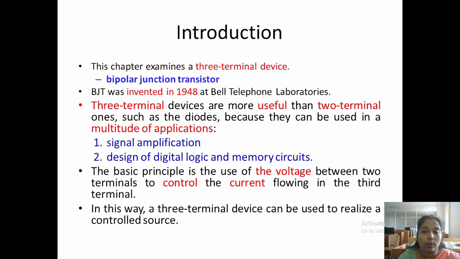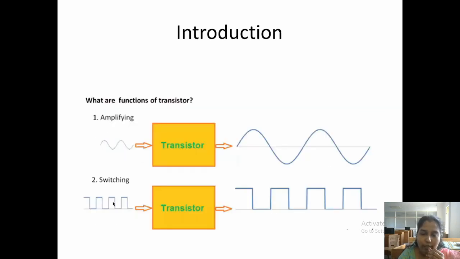Three-terminal devices are more useful than two-terminal ones, such as diodes, because they can be used in a multitude of applications, like signal amplification, design of digital logic and memory circuits. The basic principle is the use of the voltage between two terminals to control the current flowing in the third terminal. In this way, a three-terminal device can be used to realize a control source. So, in the introduction, we are going to see what the functions of a transistor are and where we are implementing it.